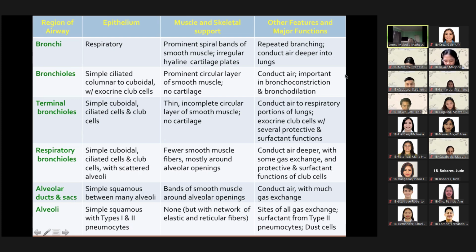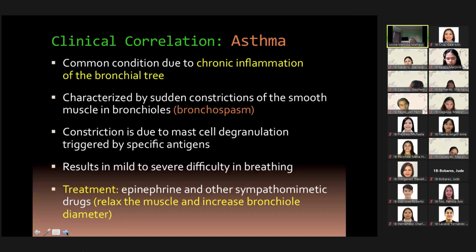Okay, so these are all the description as to the presence of your muscle and your cartilage. And here again, note these are the main functions of all these structures. So don't forget, you only find cartilage up to the bronchi. No more here already. From this point downwards, no cartilage, no glands, only here in the bronchi. Kadali naman. Okay, so let's now go to clinical correlation.